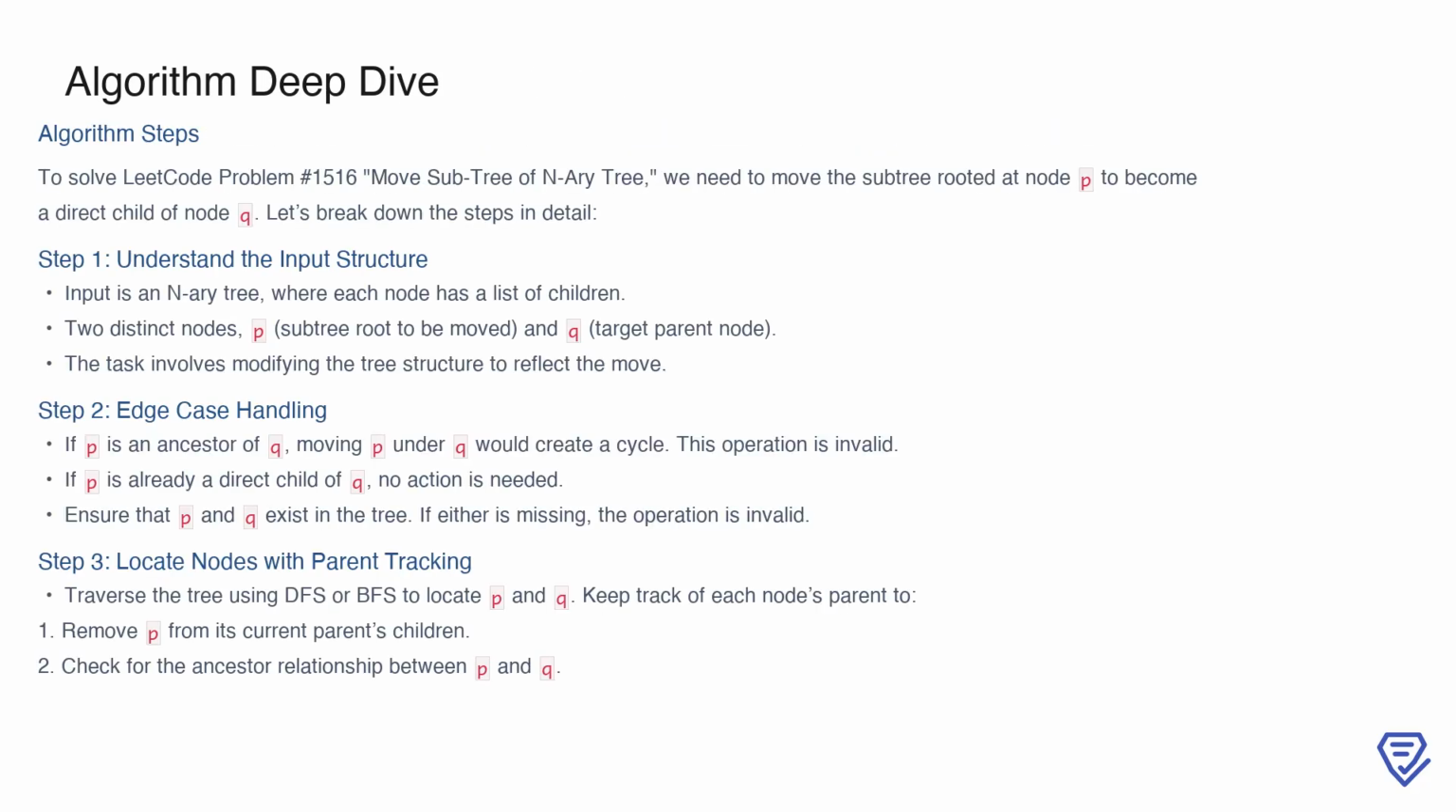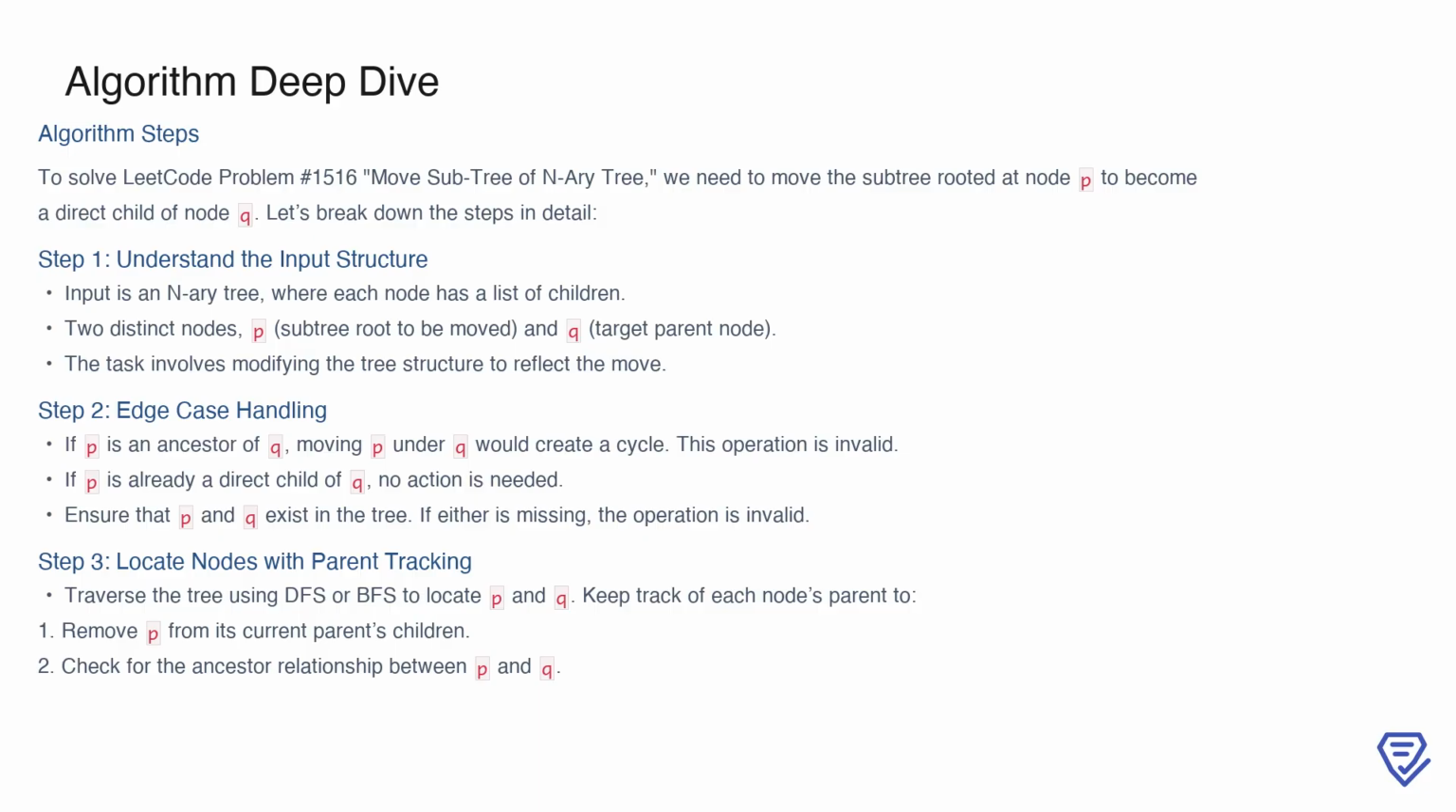To solve the problem of moving the subtree rooted at node P to become a direct child of node Q in an N-ary tree, we need a clear approach. First, it's important to understand the input structure. The tree is composed of nodes where each node has a list of children. The task requires modifying this structure by relocating the subtree rooted at P.